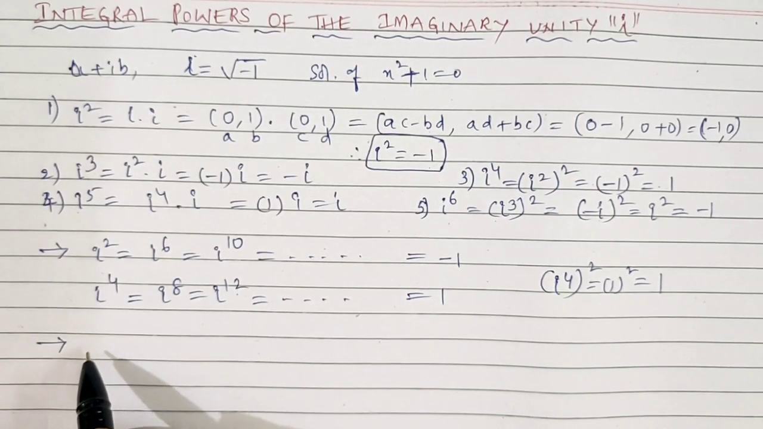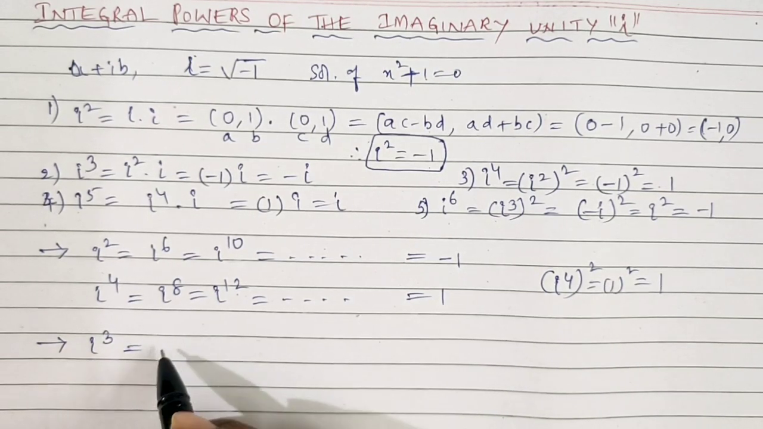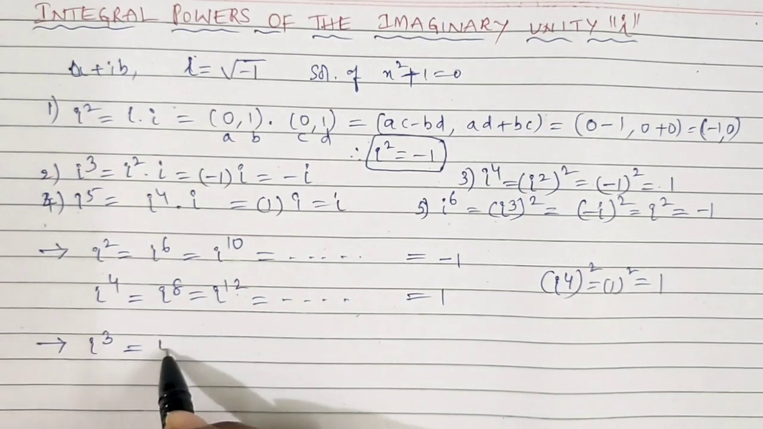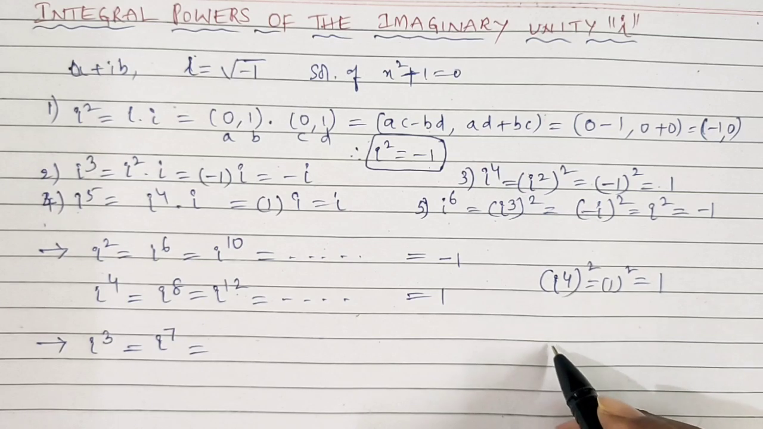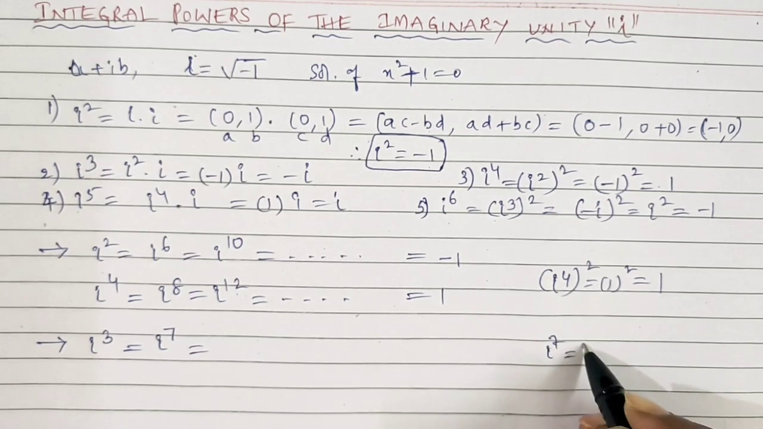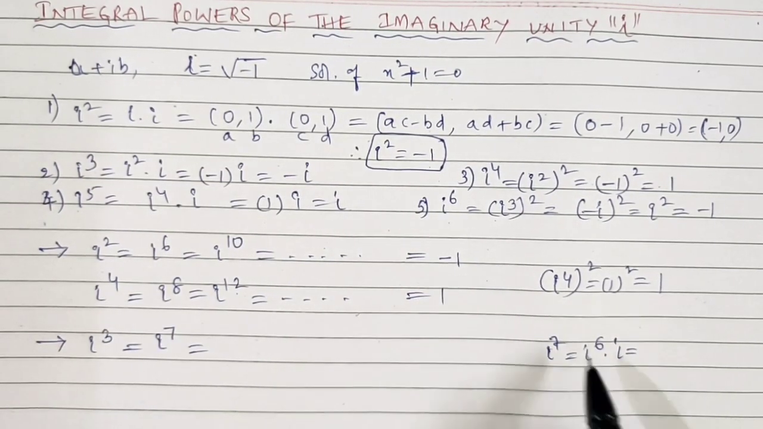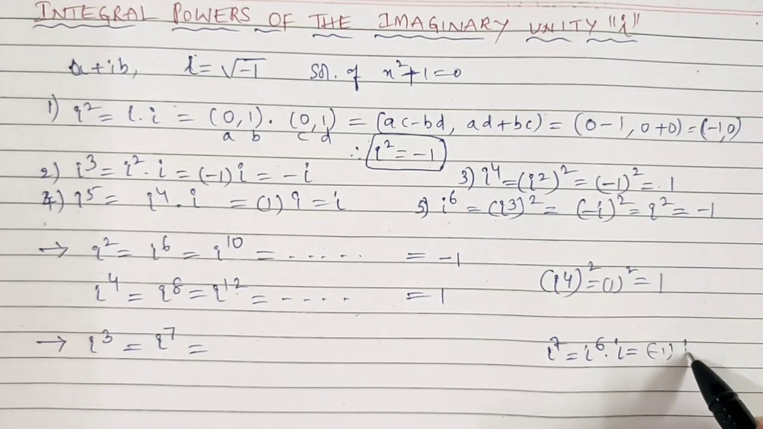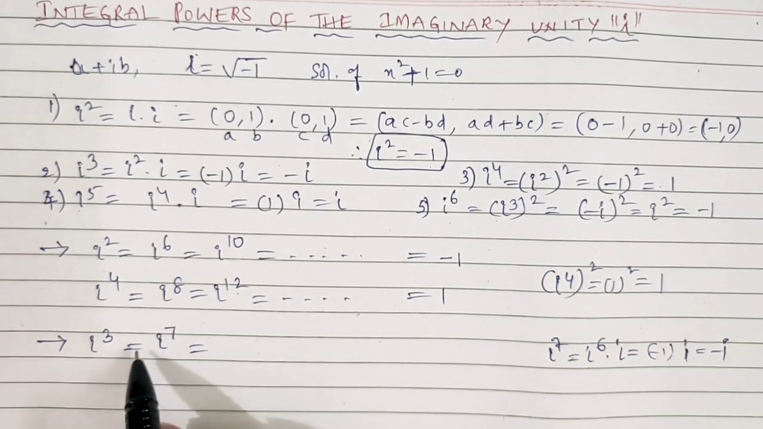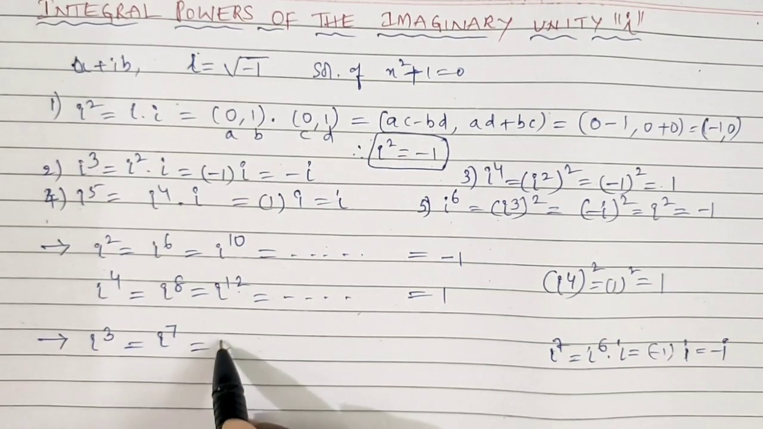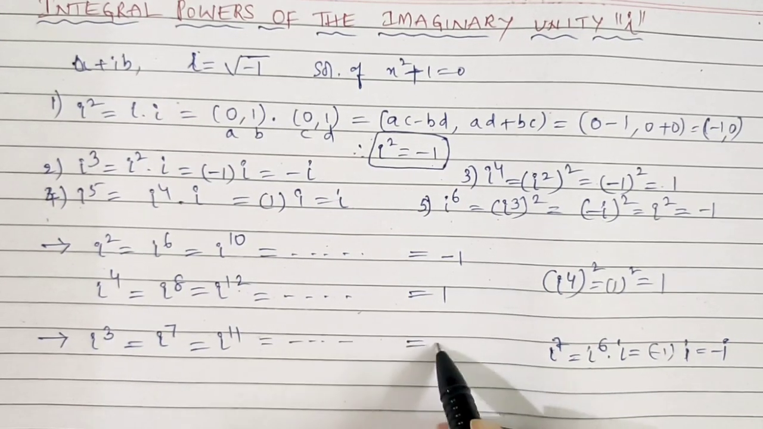Now odd powers. i cube value, how much do we get here? Minus i. Add 4 to it, i power 7 value is also minus i. Let us check here. i power 7 can be written as i power 6 into i. Here i power 6 value is how much? Minus 1. So minus 1 into i, that is minus i. Okay, clear. So i power 7 is also minus i. i power 11, 7 plus 4 is 11, this value also we get minus i itself.